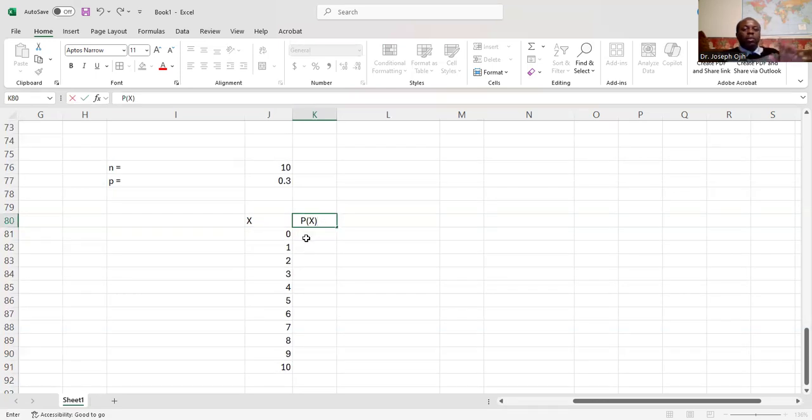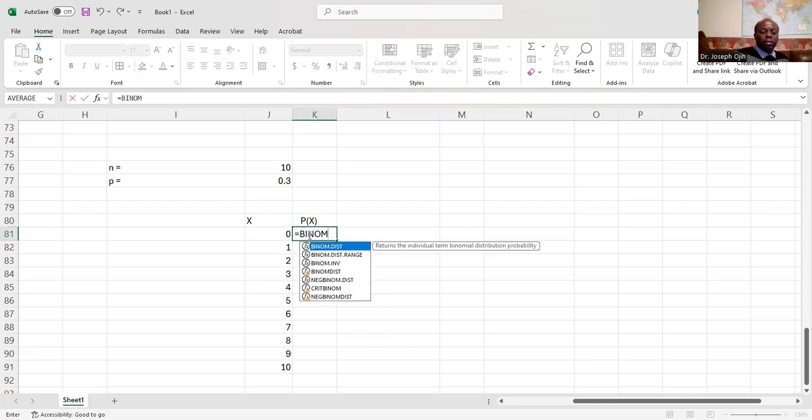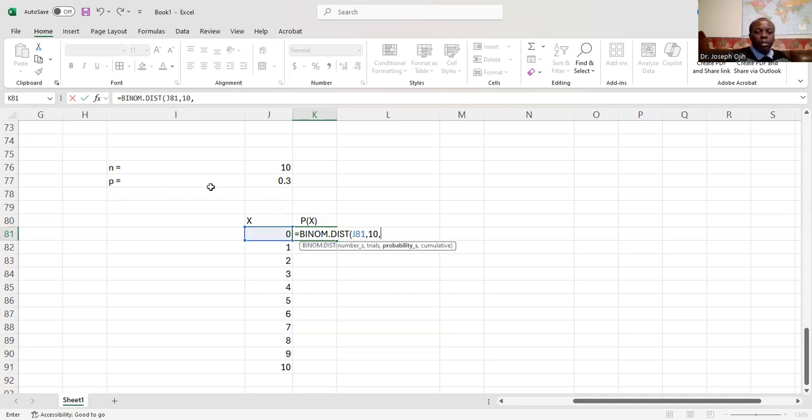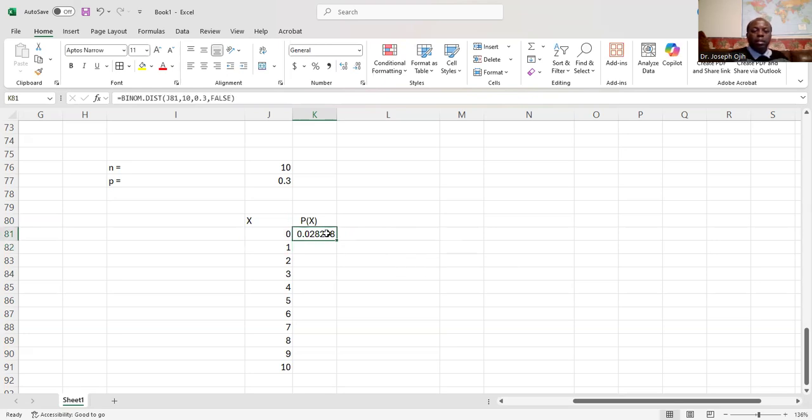Normally I get all the probabilities first. So I'm going to use binom.dist. It will pop out right here. Double click on it. Our numbers is right here. Click on it. Comma. Trials, 10 trials. We see our n is 10. Comma. Probability is p, which is 0.3. Comma. Then for the cumulative, use false. Type false. Then close the parentheses and press the enter key.